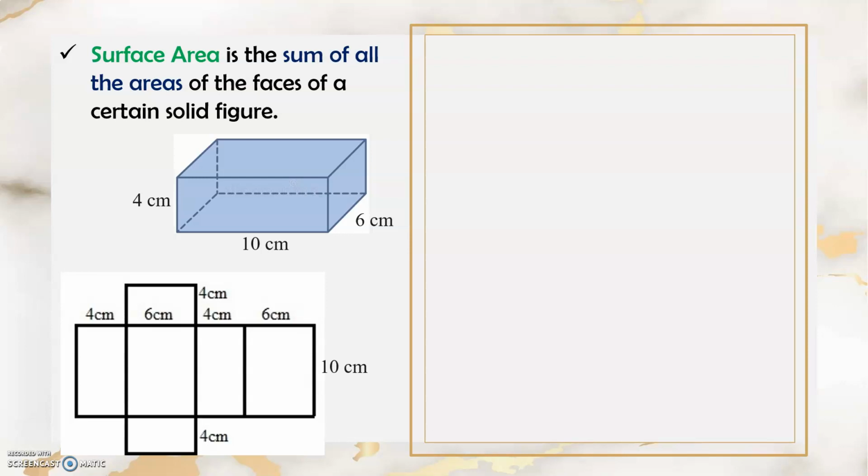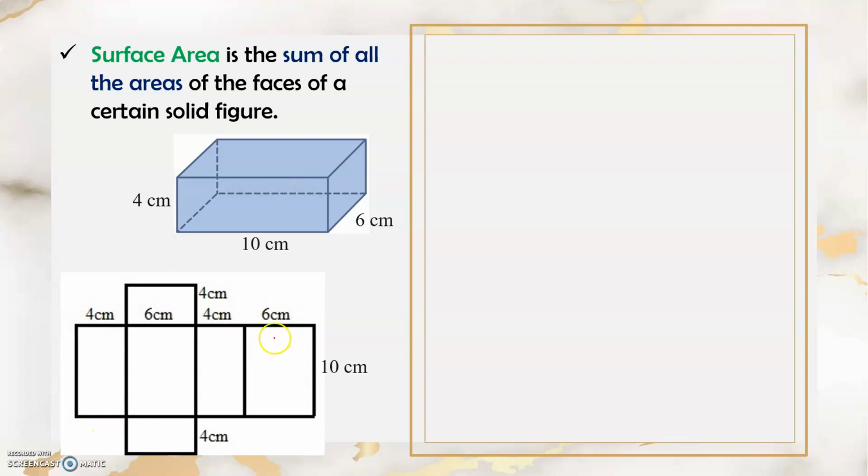Now take note that since this side will be connected to this side, it means that if this is 4 centimeters, this side should also be 4 centimeters. Another thing is that since all of them are rectangular in shape, then the opposite sides are also equal. So if this is 10 centimeters, it follows that this is 10 centimeters, this is also 10 centimeters, and so on. If this is 4 centimeters, then its opposite, which is this side, is also 4 centimeters.